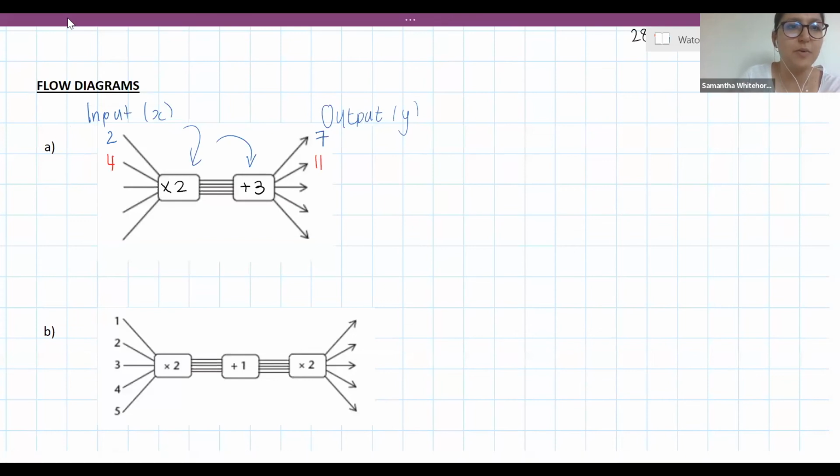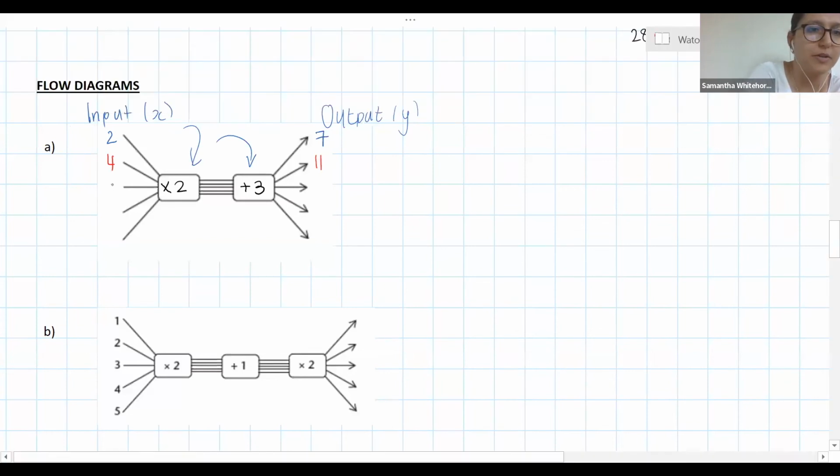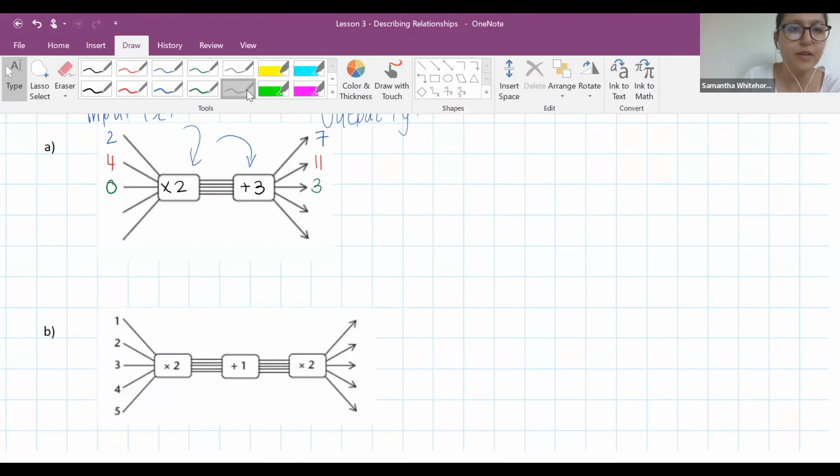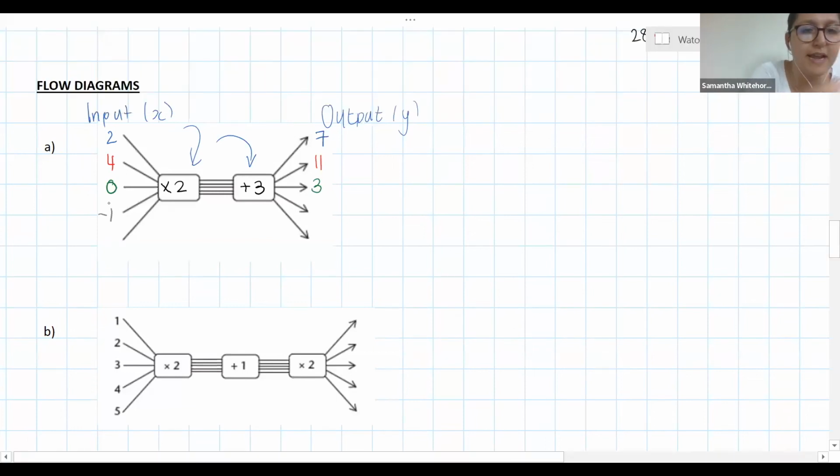Okay, next input. Let's say our input is 0. Batabile, do you want to tell me what my output would be? Yes, ma'am. It will be 3. Excellent. So guys, remember 0 times 2 is 0, and then we've got plus 3, so my output is 3. Well done. Okay, let's say my input is -1. So take a second, think about it carefully. Dimpo, do you want to tell me what my output would be?